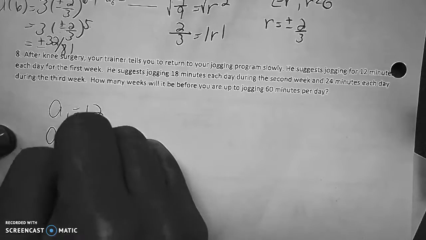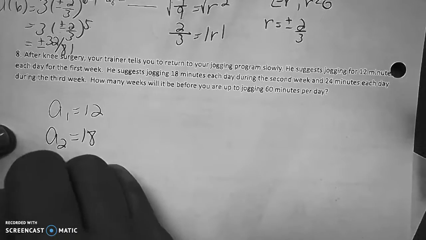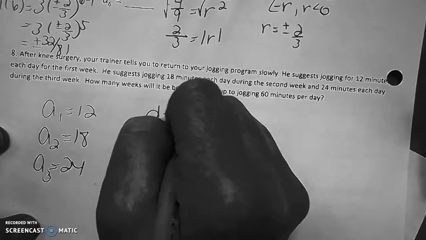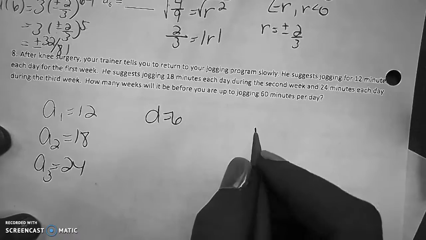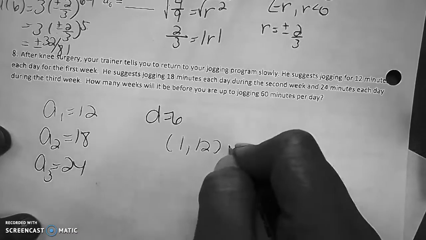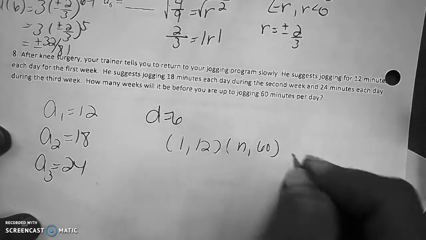After knee surgery, you're jogging, and so for the first week, every day you jog 12 minutes. The next week is 18, and the next week is 24. And so we can see here that our common difference of 6, and it wants us to know how many weeks it'll take us to run 60. So we know the first week is 12. We're trying to find how many weeks until we run 60.